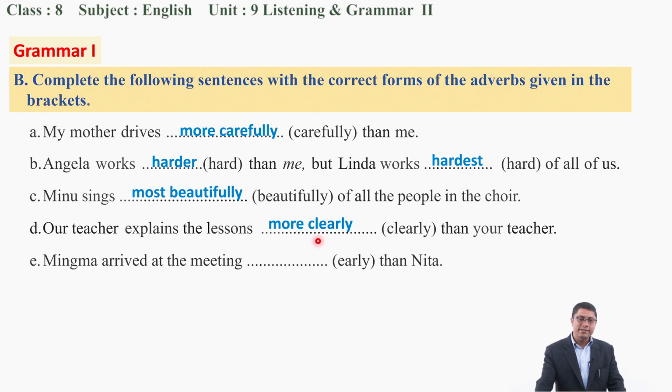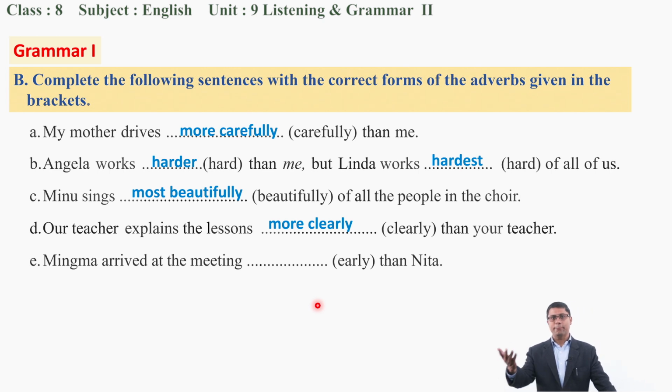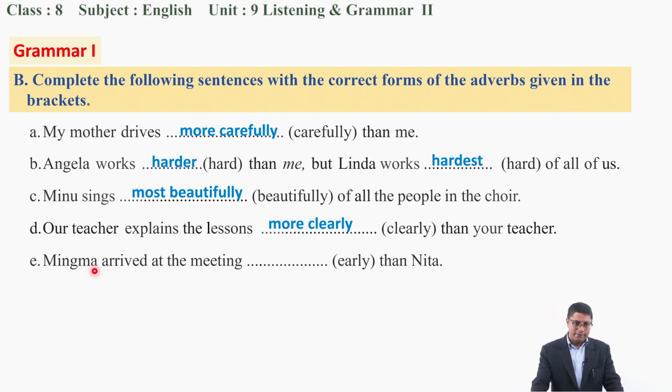So which one is the adverb here? Okay, early is the adverb. That's good. Now, which degree of adverb are you going to use? Comparative or superlative? Can you say? Comparative? Why comparative? Okay, so you mean there is comparison between Mingma and Nita, two people, two girls. That's why comparative degree. Okay, that's fine.